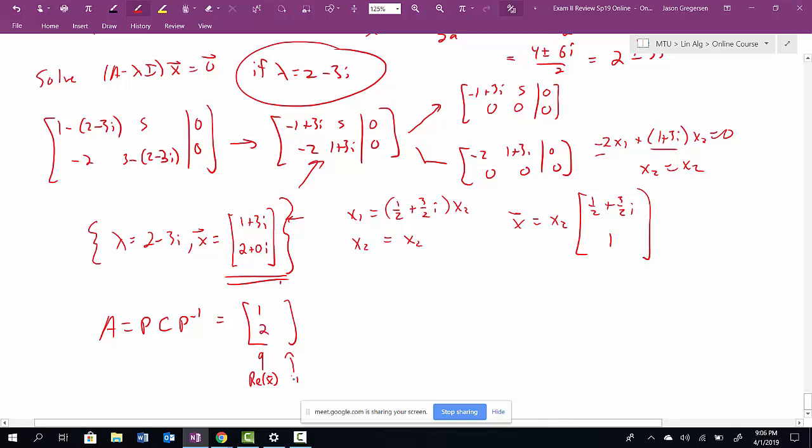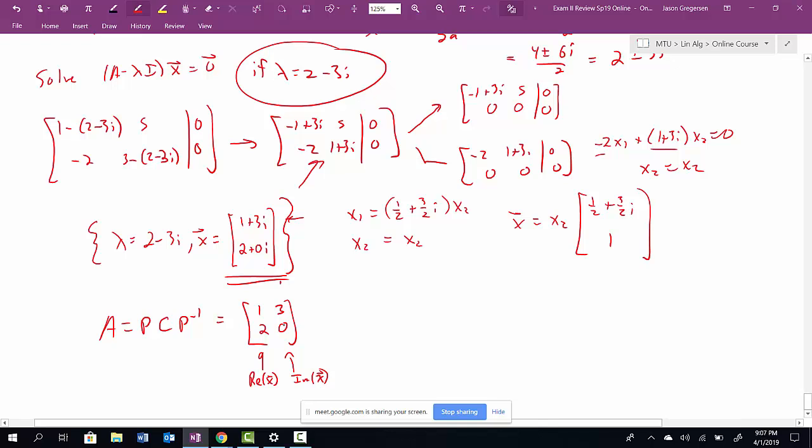The second column is the imaginary parts of my eigenvector. Those are the coefficients to the i. It does not include the i. So 1 plus 3i, the imaginary part is 3. 2 plus 0i, the imaginary part is 0. That's how I form my matrix P.